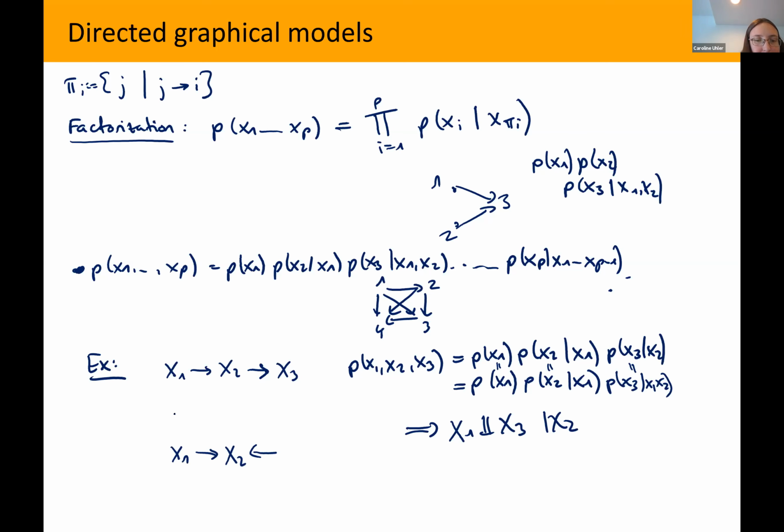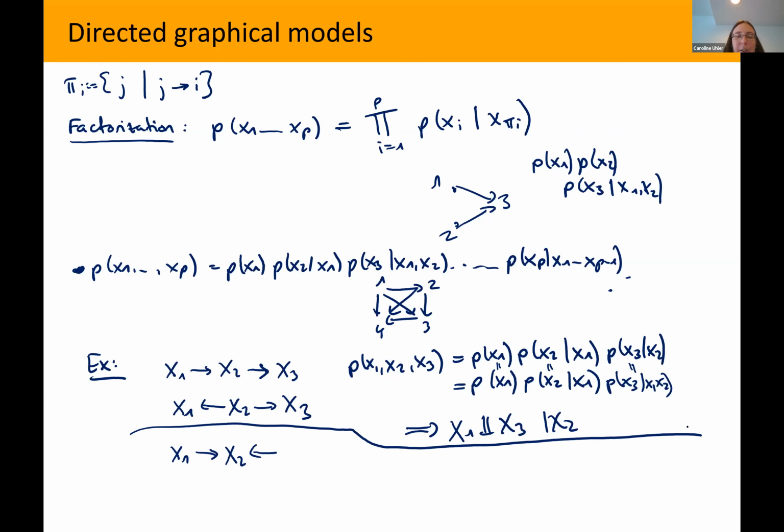Maybe I first say that if the graph was like this, and you went through this whole calculation yourself again, you would get exactly the same result. You can go through it yourself, and it doesn't really matter. And obviously, I can also have x3 pointing to x2 pointing to x1. It would always be the same. I would always get the same conditional independence relation out. But now let me go to this particular graph here.